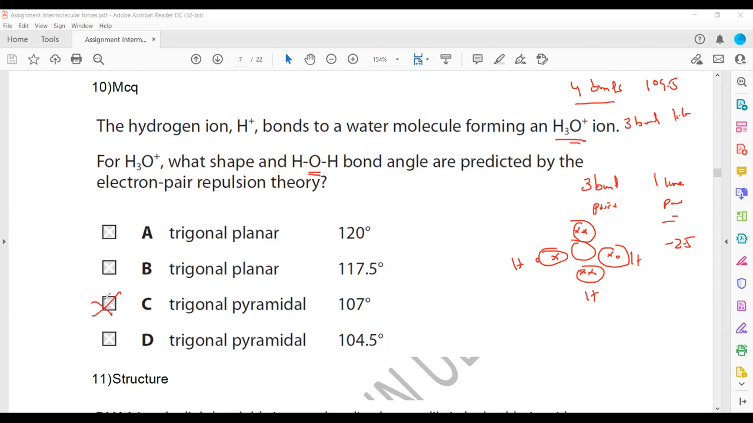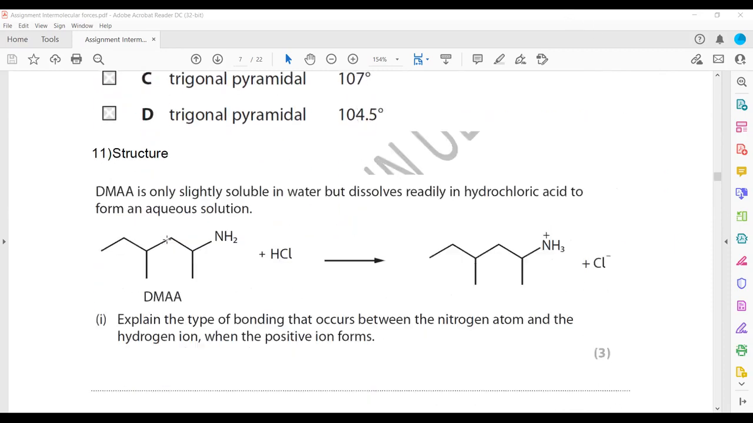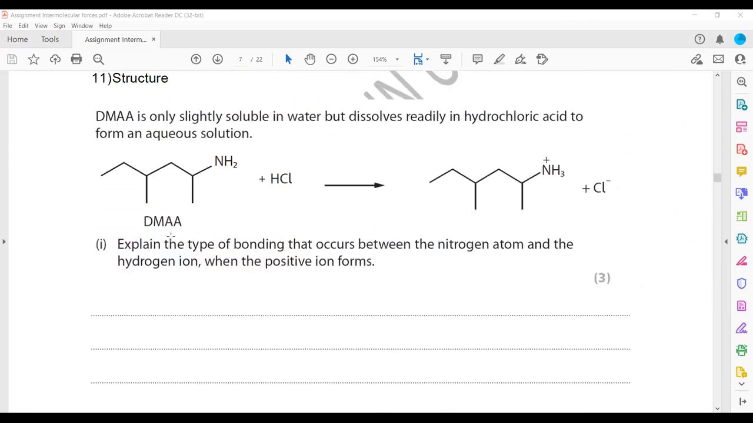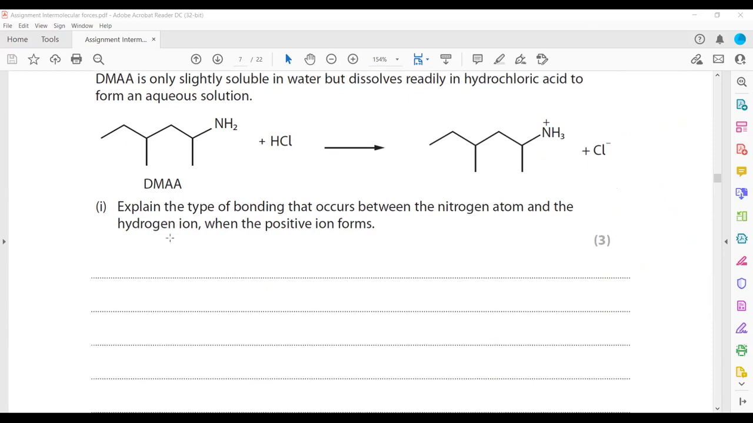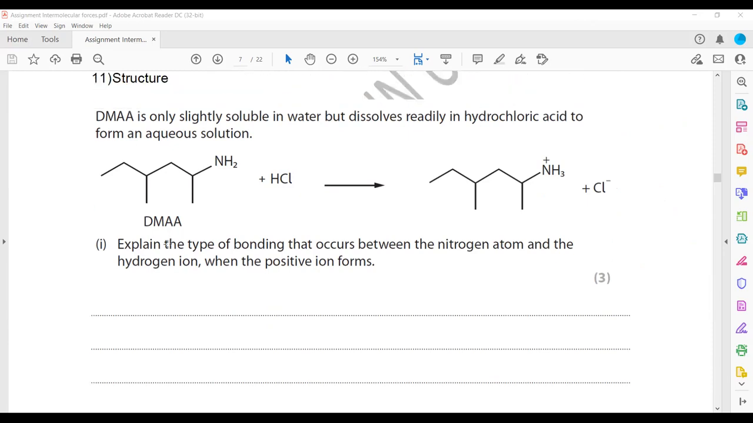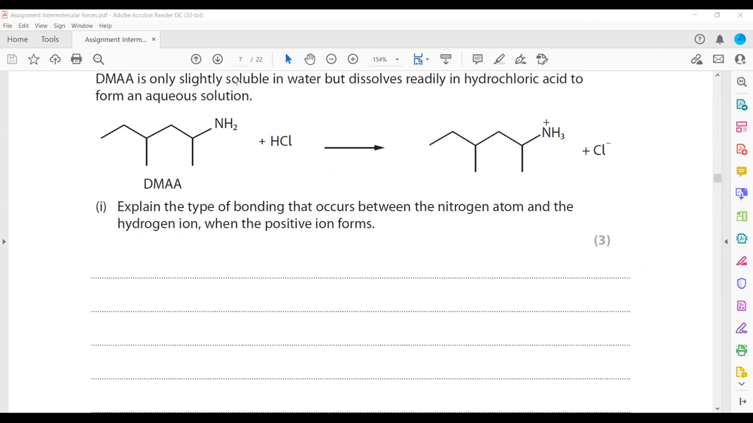So you can learn that table as we discussed in the beginning of the session. You can memorize the table, or you can also use the idea to predict the bond angle. The structure of DMAA is only slightly soluble in water but dissolves readily in hydrochloric acid to form an aqueous solution. So it dissolves in hydrochloric acid but does not dissolve in water readily. Slightly soluble in water but readily soluble in hydrochloric acid.